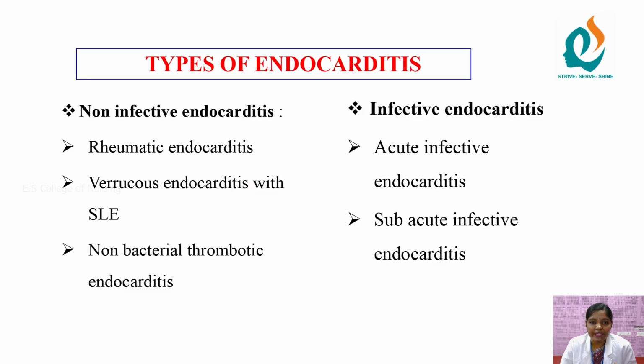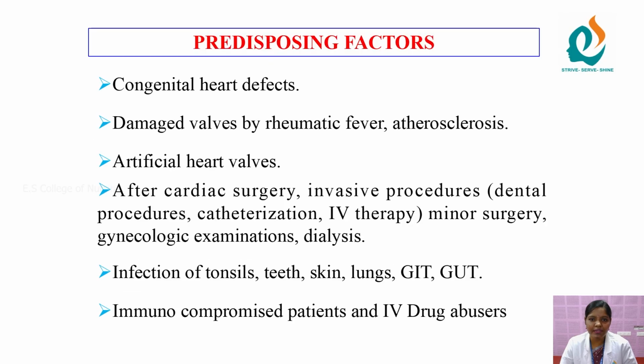Types of endocarditis. According to type, there are non-infective endocarditis and infective endocarditis. Non-infective endocarditis includes rheumatic endocarditis, verrucous endocarditis with SLE, and non-bacterial thrombotic endocarditis. Infective endocarditis includes acute infective endocarditis and subacute infective endocarditis.